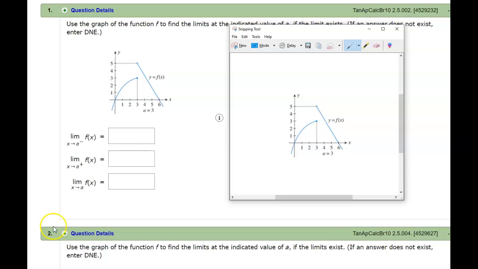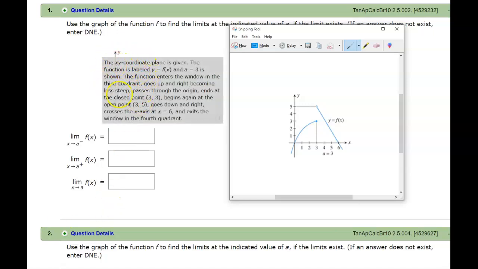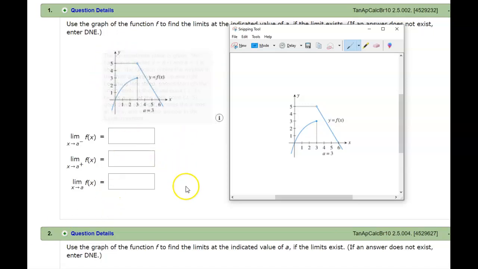As you're working through these problems, you might find it a little bit annoying that the box pops up here. You can use your snipping tool and take a little screenshot so that you can look at this more carefully. And I'll do that here.